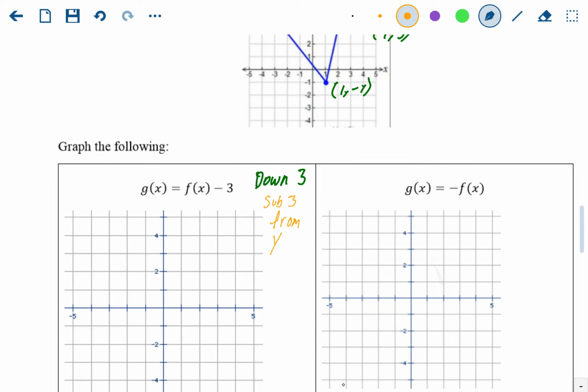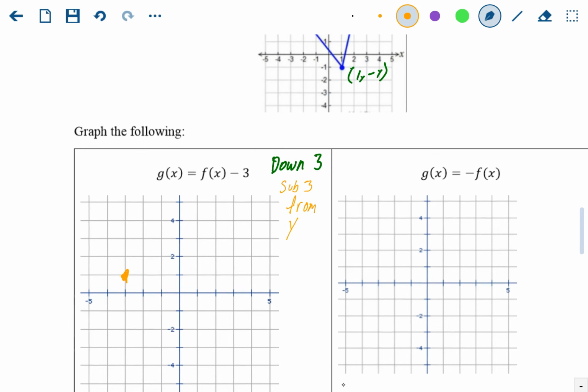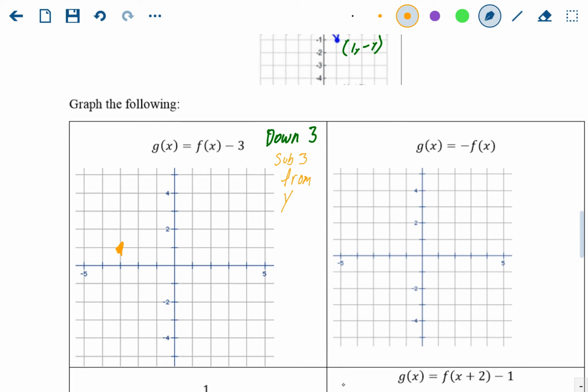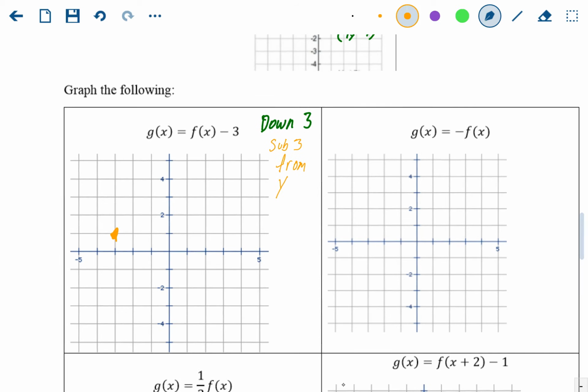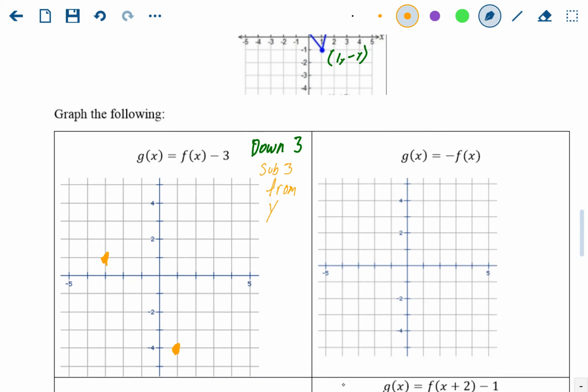So the first point was (-3, 4). Well, if you take 3 away from 4, you're at (-3, 1). The second dot was at (1, -1). So again, only dealing with the y values because that deals with our vertical movement. Subtract 3 from that y value, -1 minus 3 is -4. So you're at (1, -4). (2, 3), take away 3 from the y, puts you at (2, 0). And then likewise (4, 3), if you take away the 3 from the y, you're also at 0.